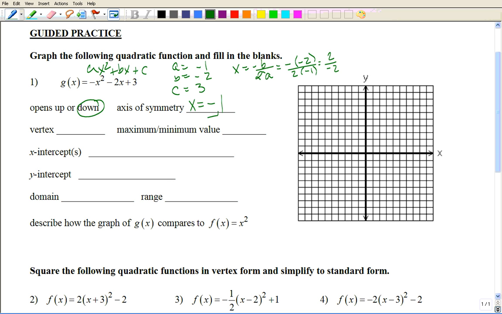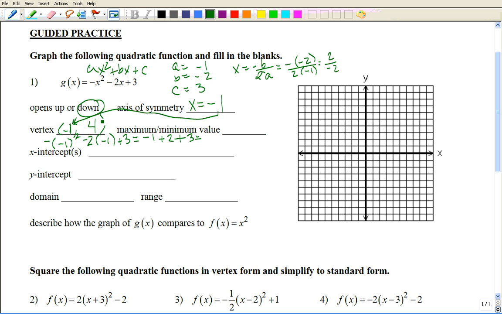Now that we know where the axis of symmetry is, that line will go through our vertex, since our parabolas are symmetrical. So the x value of the vertex will match the axis of symmetry. And then to get the y value, we need to plug it in. So we'll have negative of negative 1 squared minus 2 times negative 1 plus 3. So negative 1 squared is positive 1, but then we make it negative again. So we have negative 1, negative 2 times a negative 1 is a positive 2, and then plus 3, and that equals 4. So our vertex is at negative 1, 4.